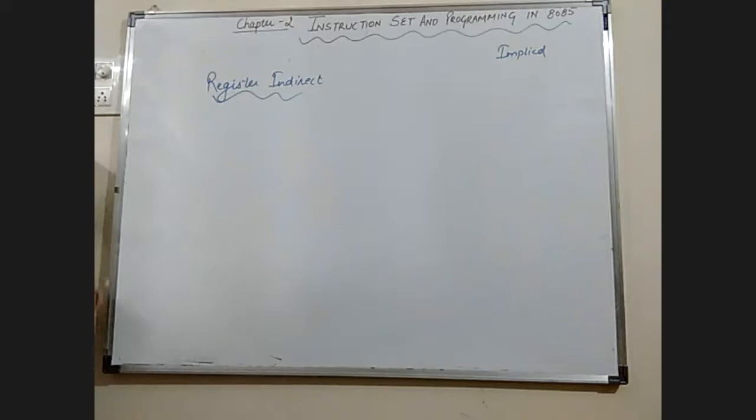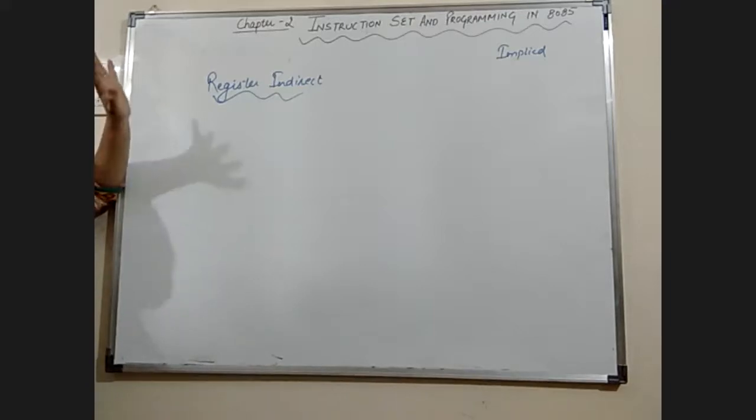In this case, the direct address is not given in the instruction. Indirectly, the microprocessor will get the contents by checking the address held in the register pair that is specified in the instruction.